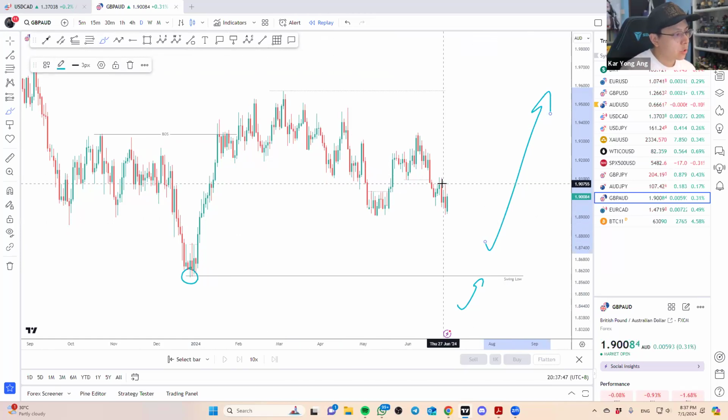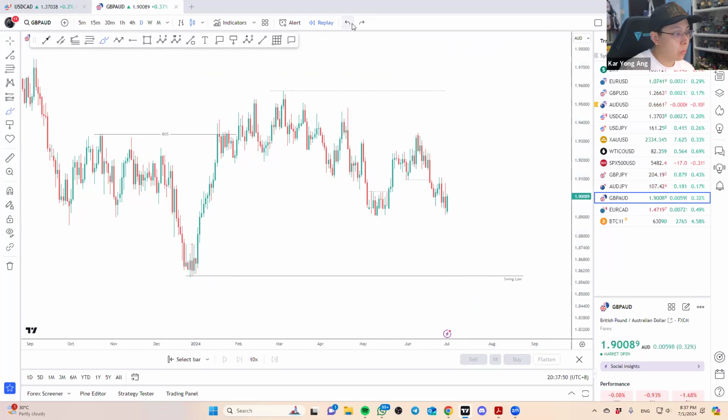Okay, so how do we anticipate potentially where this would reverse back again? How do we know when the pullback is likely going to be completed?